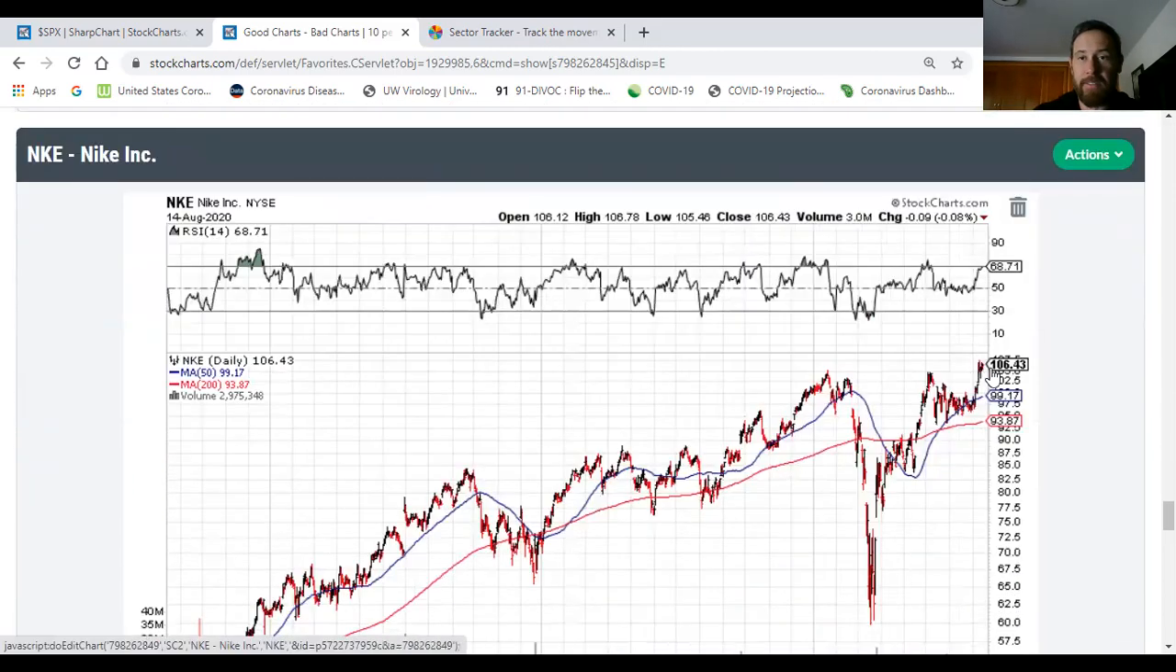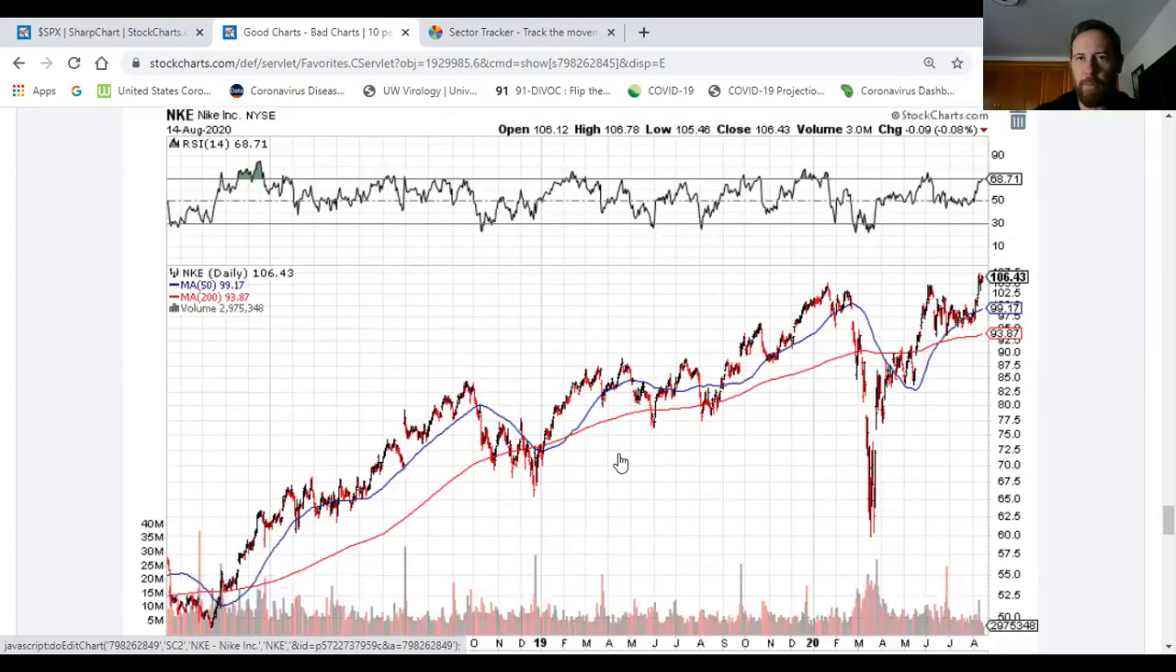Nike breaking out. This is really cool. So you've got this big double top. You've got your January, June, July, and now we've closed above it. And we're holding there. That's actually a pretty good spot. That would be a pretty good entry on what looks like a very nice bull market chart.